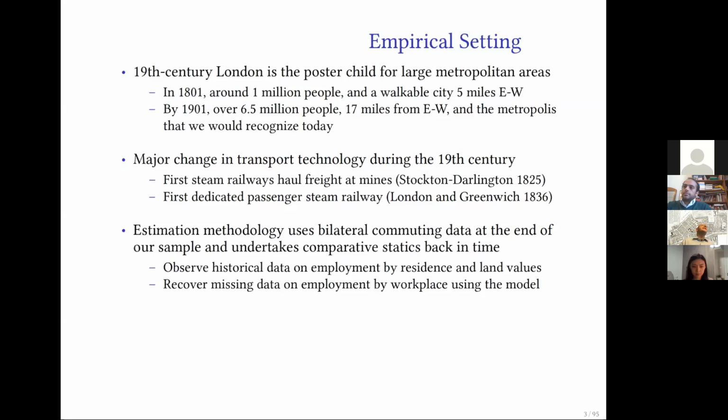Another product of it is that, just by observing the commuting data and the historical population and land values, we're going to be able to use the model to predict historical employment by workplace data back to the early 19th century and historical commuting patterns, even though in general, we don't have historical workplace data all the way back to the early 19th century. So we're going to be able to use the model to solve a sort of missing data problem for us.